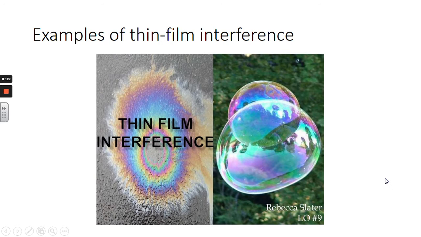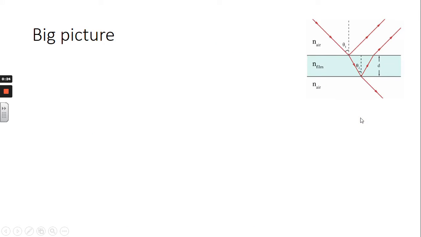Thin film interference is a really cool phenomenon. It's why you see rainbow patterns in oil slicks. It's why you see rainbow patterns in bubbles. So let's talk about why that happens.